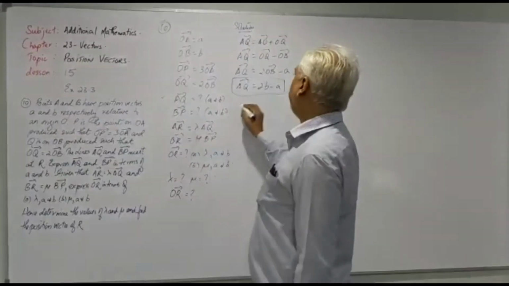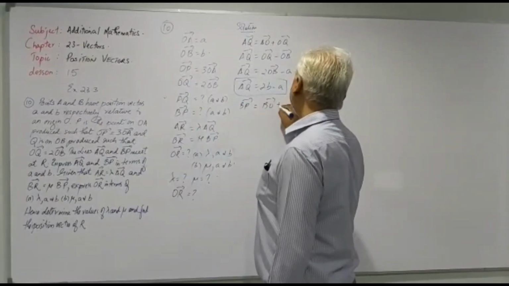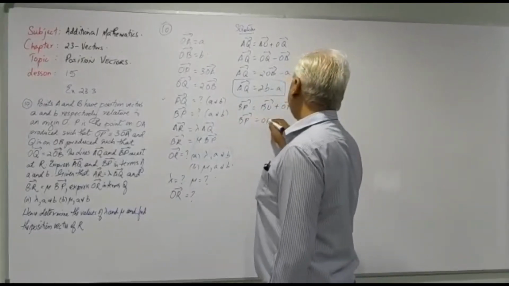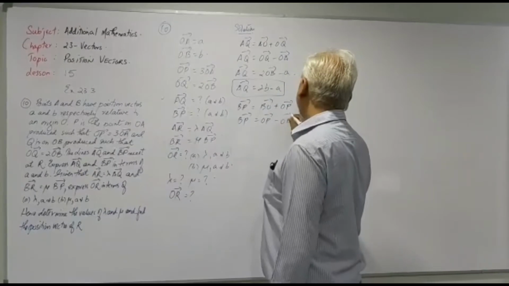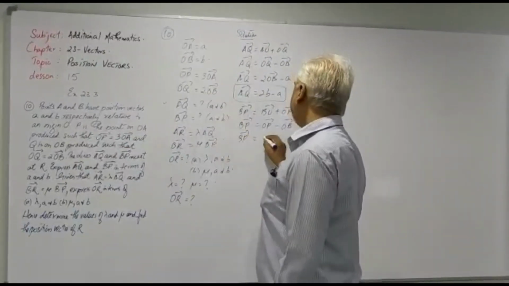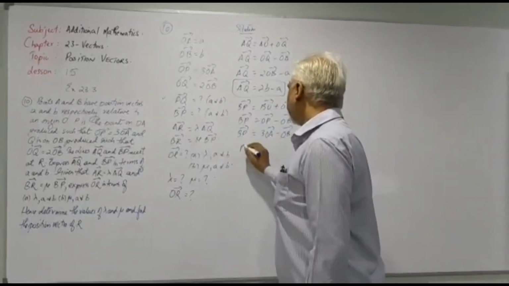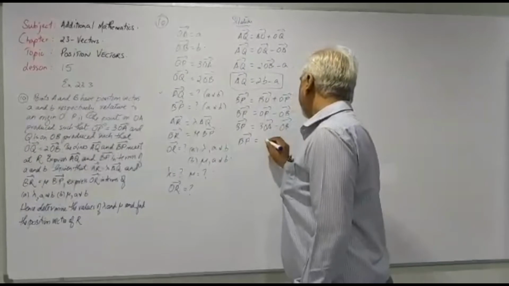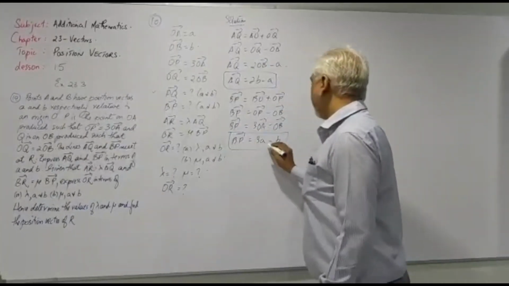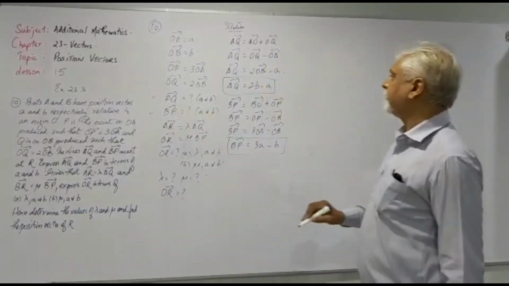Now let's find BP. BP is equal to BO plus OP. Or I can say BP is equal to OP minus OB. Hence BP is equal to, the value of OP is 3OA, minus OB. Let's put the value. OA is equal to A and OB is equal to B. So BP is equal to 3A minus B. So I've got BP in terms of A and B as well.